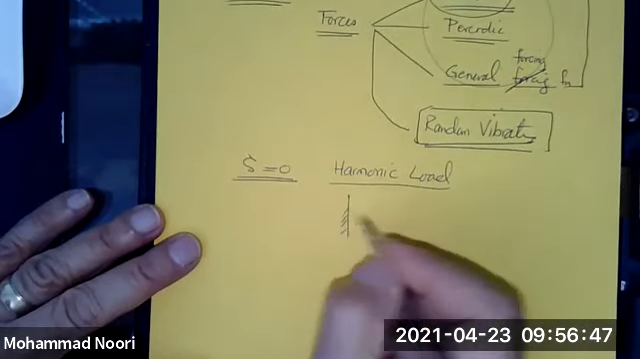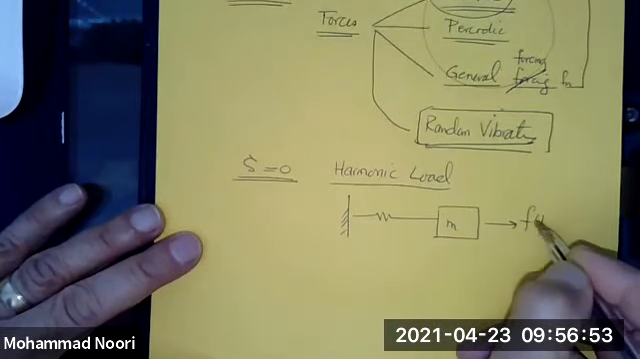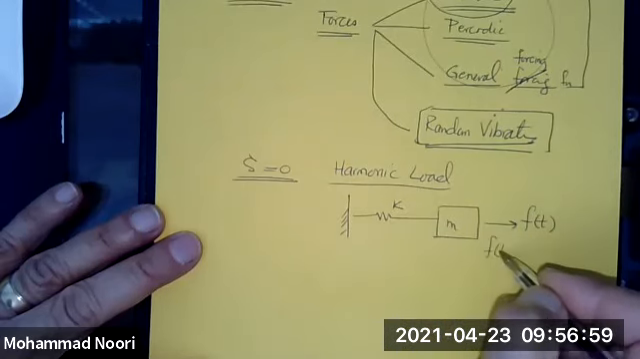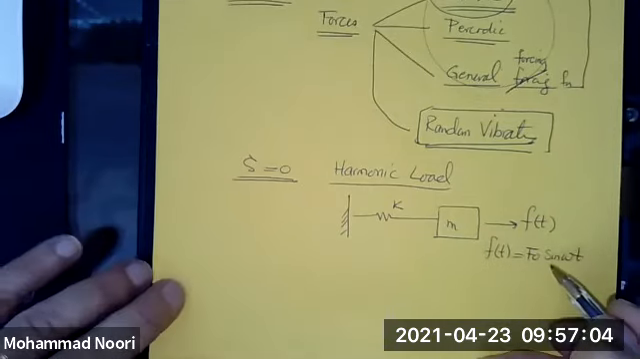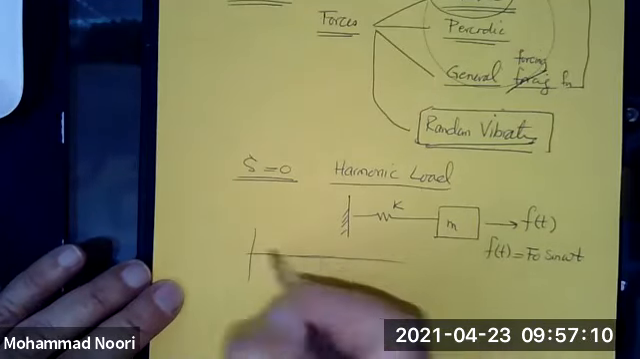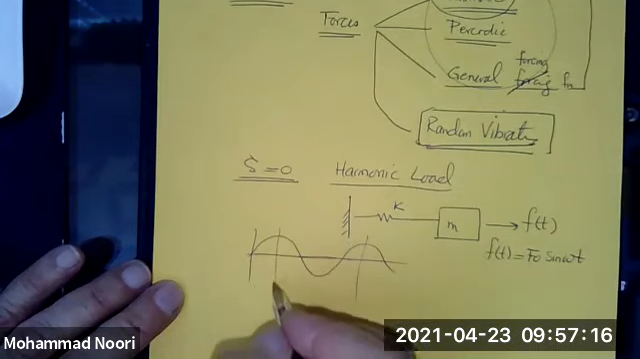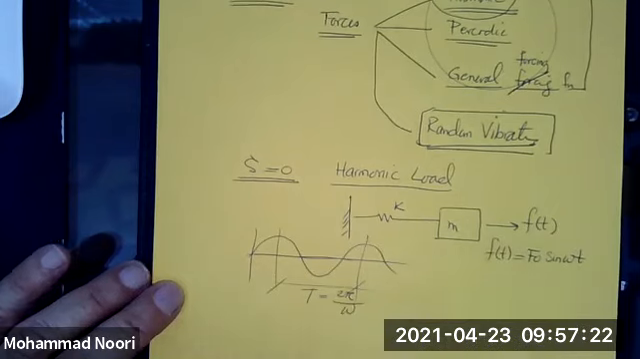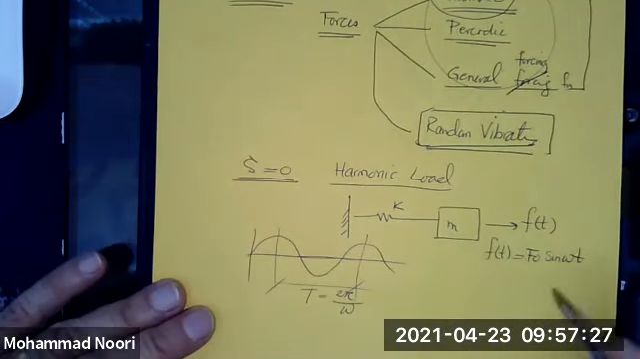In other words, you have a simple system like this under the action of a time-dependent load, where this f of t is a sinusoidal function or cosine function. So in other words, this is the forcing function that you have, something like this, where, of course, this is the period of that forcing function. So what happens? Well, let's derive the equation of motion.